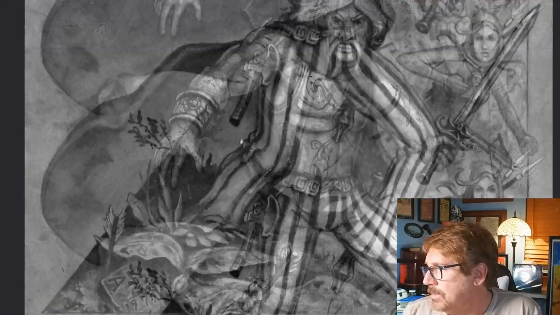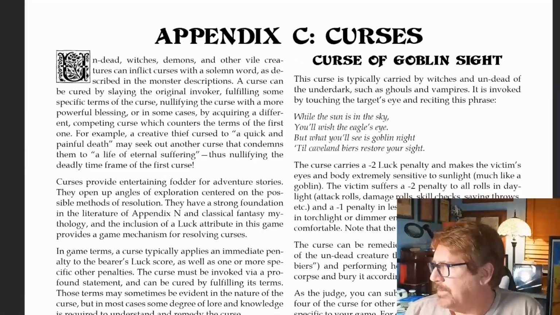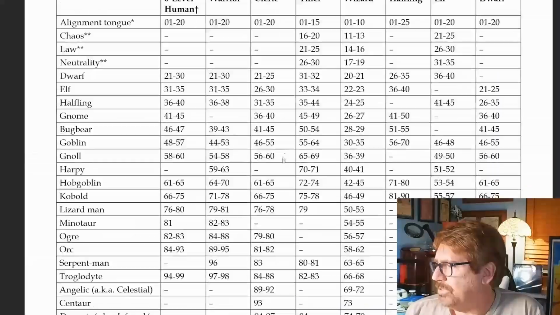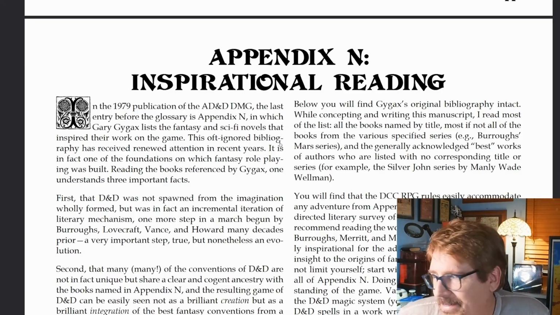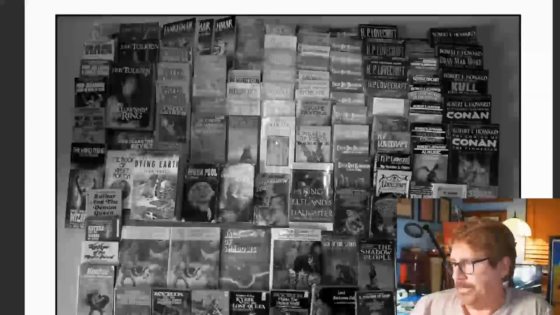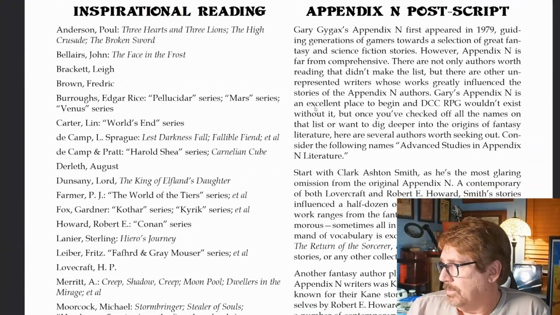Cool. All right, so after that is the appendixes. I don't know if there's anything here that we need to know about. Curses and languages and inspirational reading, Appendix N. I did a whole video on Appendix N for Dolmenwood already, a video on YouTube.